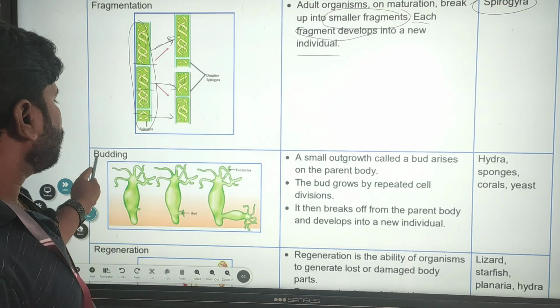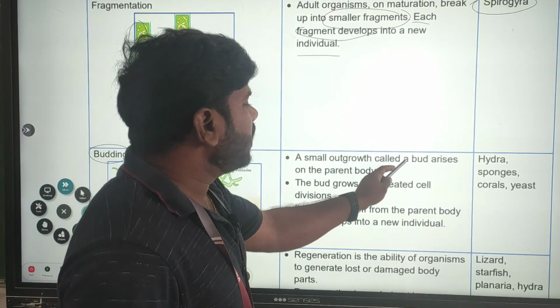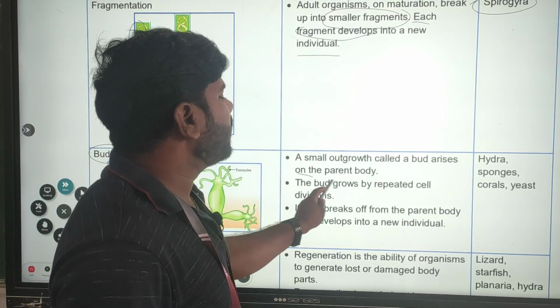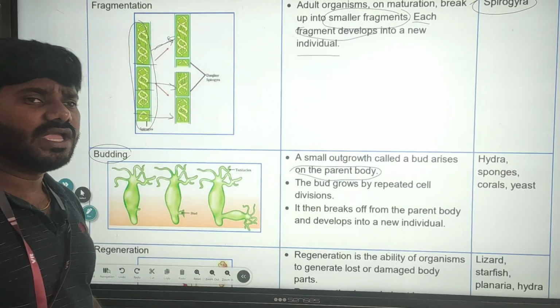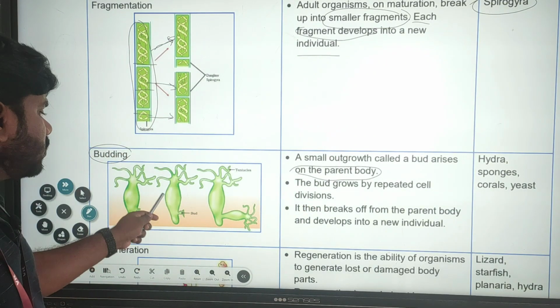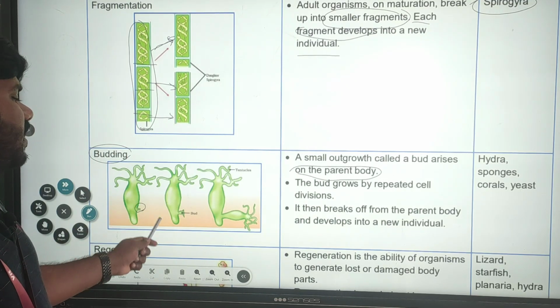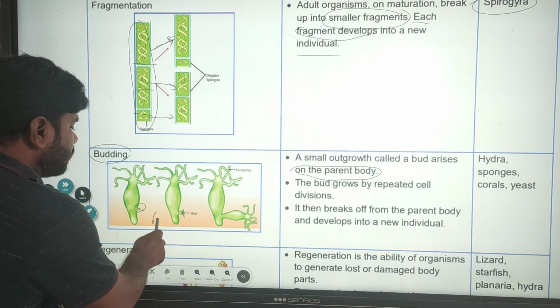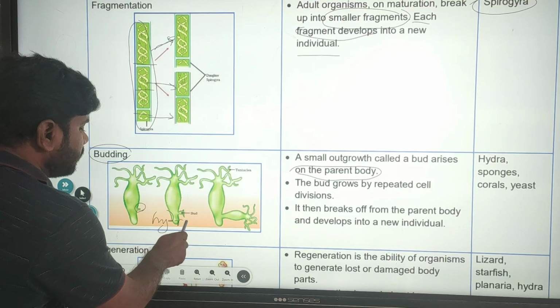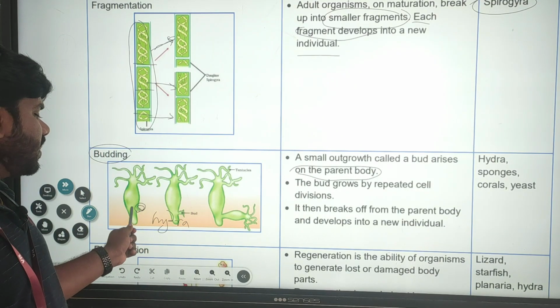Okay, next we will talk about budding. A small outgrowth called a bud arises from the parent body. In the budding process, you can see this is an example of a hydra. This hydra forms a small bud.